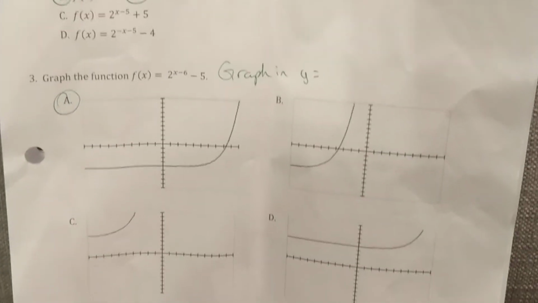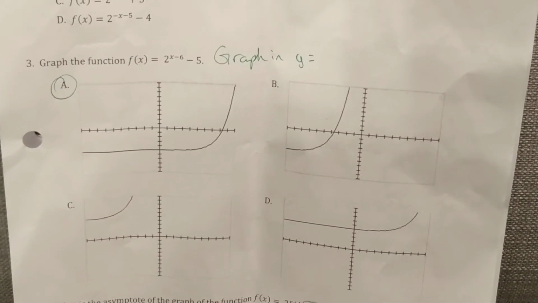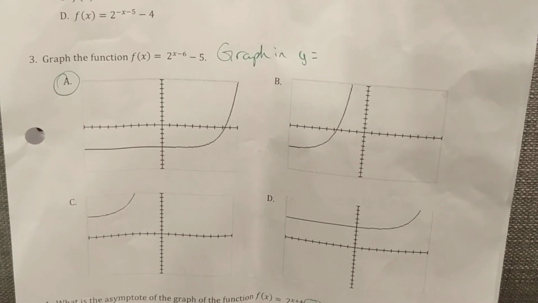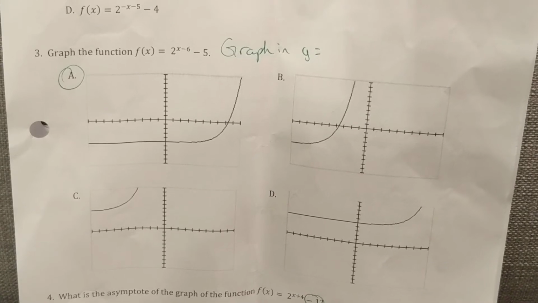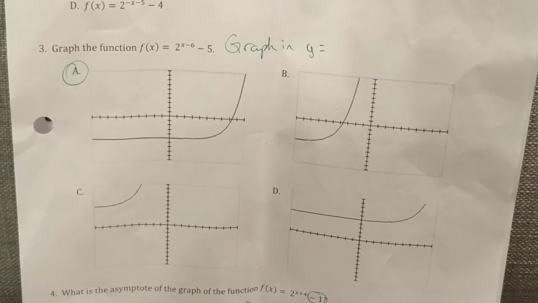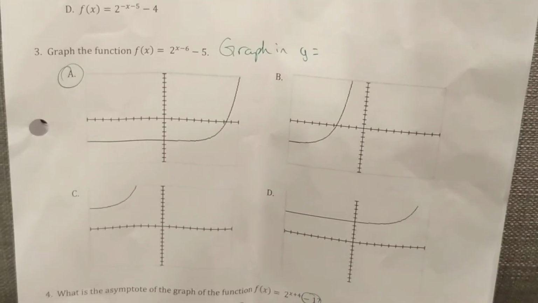Number 3 says graph this function. So what you do is just type in the function in y equals and hit graph and see which function matches up. A would be the correct function because it went down 5 and right 6.